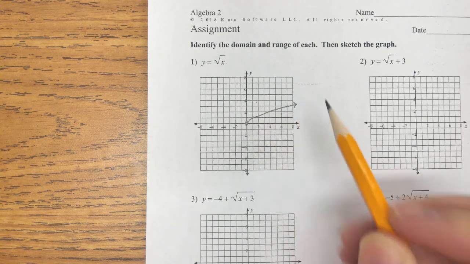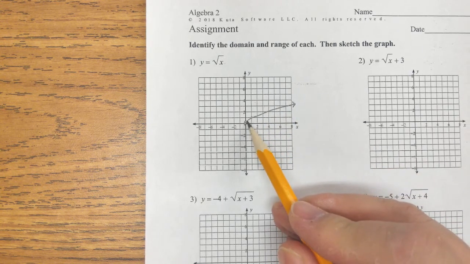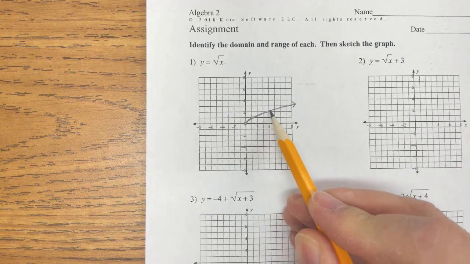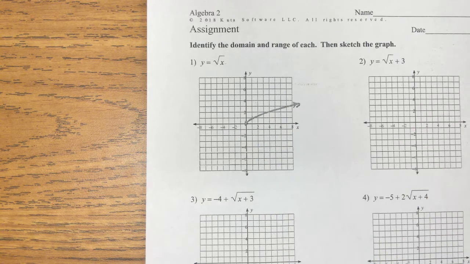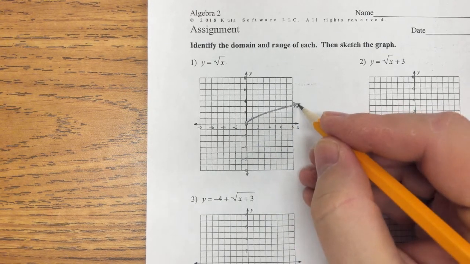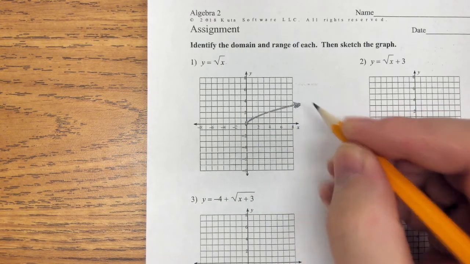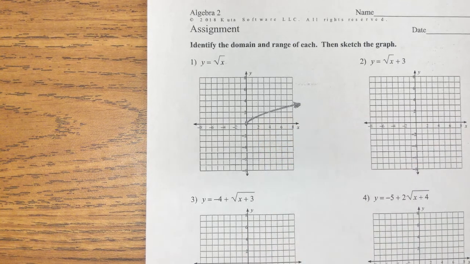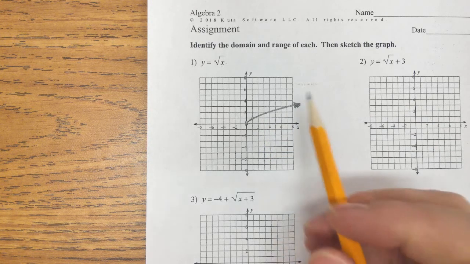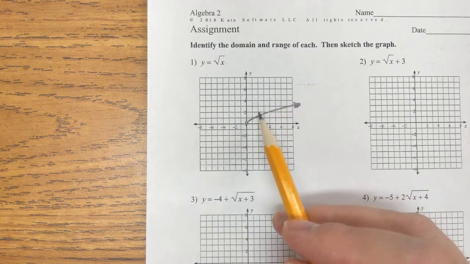These functions just look like you're taking this and it's curving up and around, just like that. That is our parent function. It looks just like that. It's a slow curve. It's increasing very slowly. So that's basically what we're going to start with.